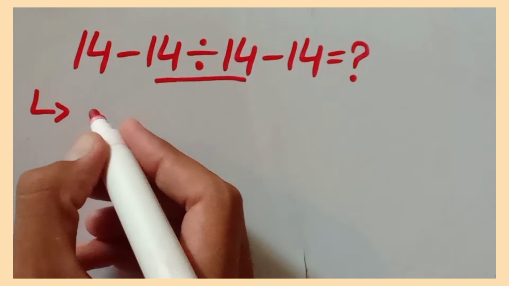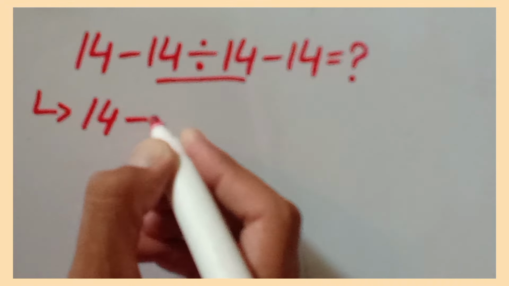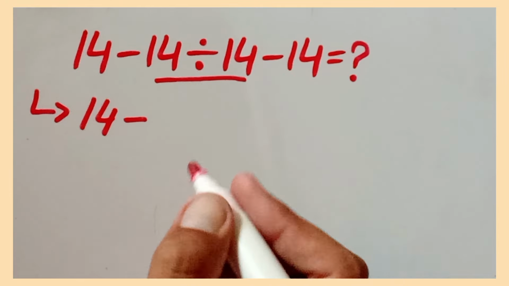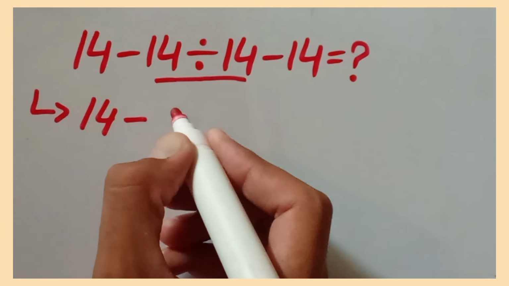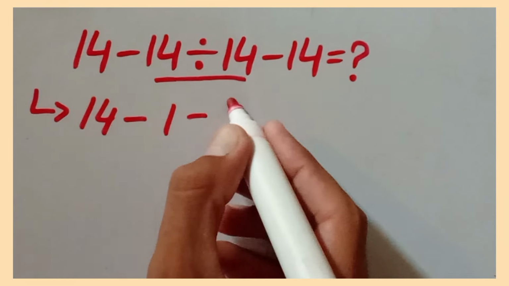So I can write here 14 minus 14 divided by 14, which is equal to 1. Okay, minus 14.